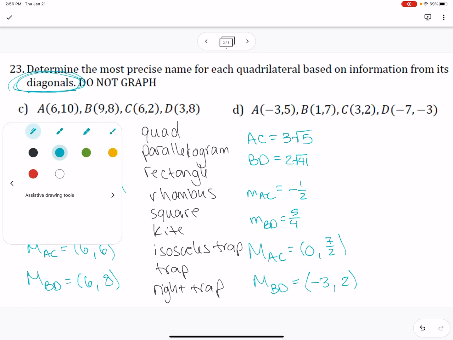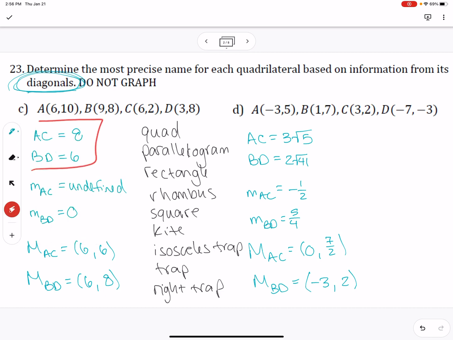So again, because these diagonals are not the same length, we can cross out the idea that this could be a rectangle. So it can't be a rectangle, it can't be a square, and it can't be an isosceles trapezoid because the diagonals are congruent in those, and here they're not.